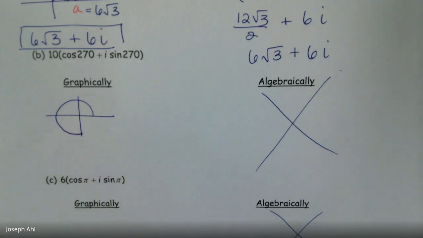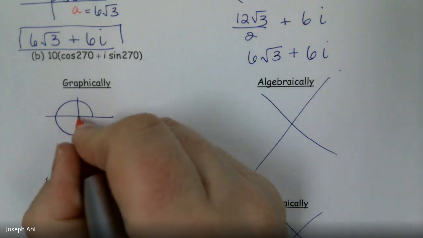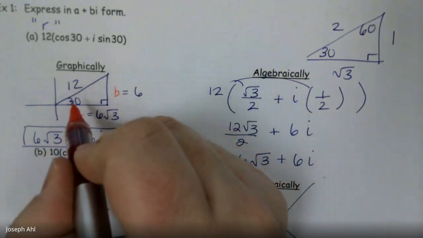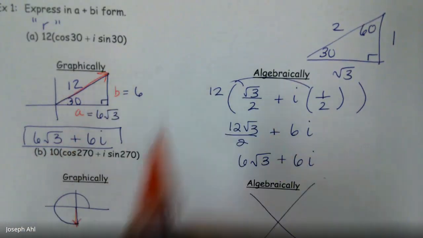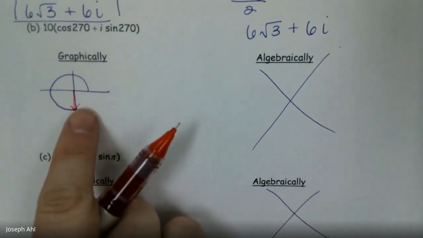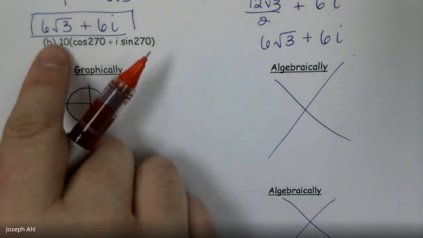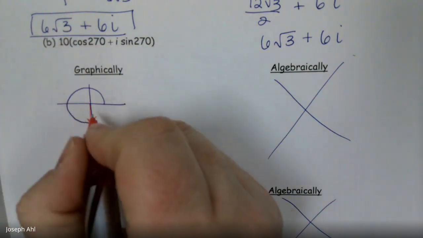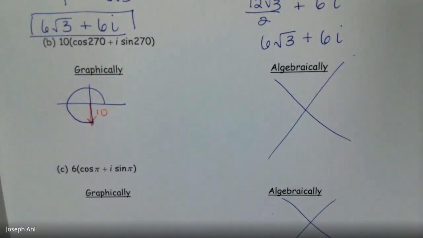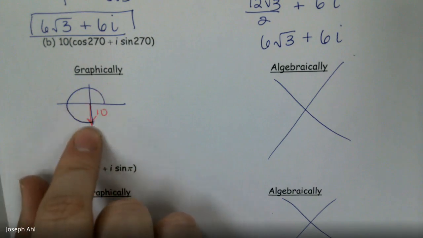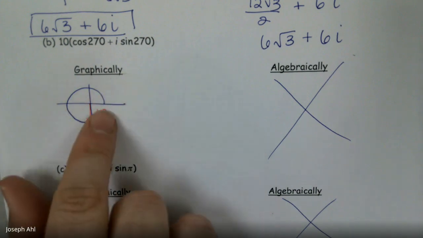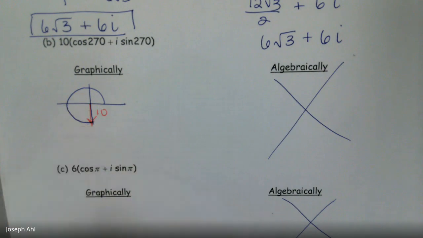So if you were to draw the vector that represents that complex number, oh, by the way, the vector up here was just this vector right here, where the hypotenuse is. Here's the vector that represents that complex number. And then from there, this length right here of 10, that's the magnitude of that vector. That's the r value. So it's not always the hypotenuse of the triangle. In this case, it's just that distance going straight down.